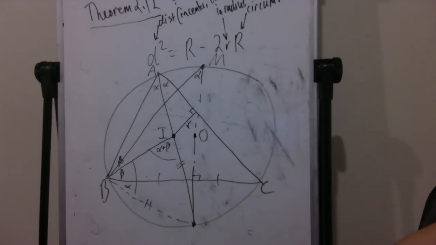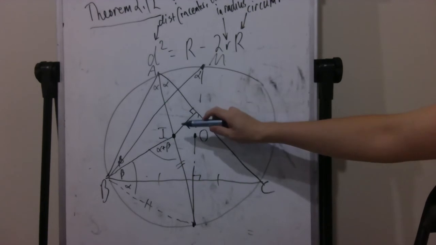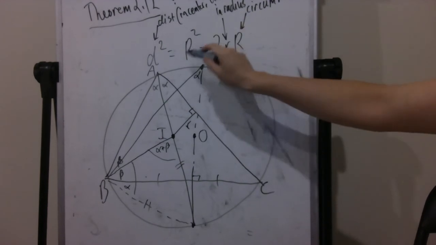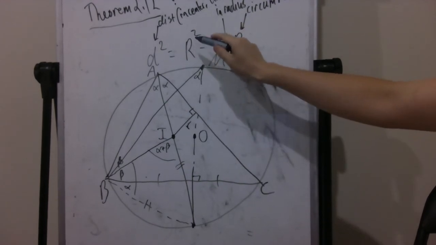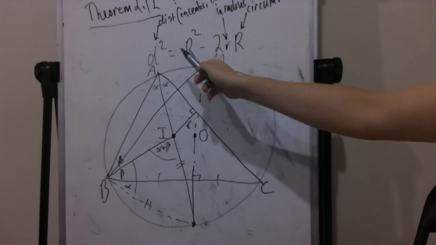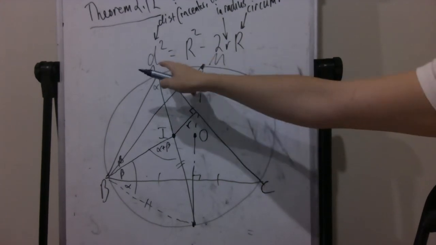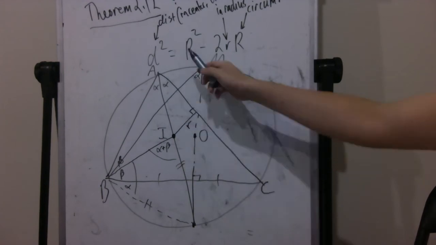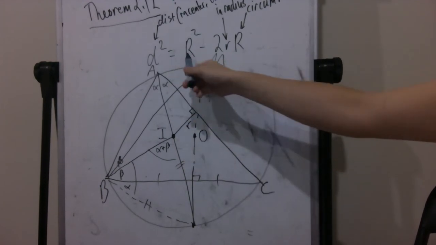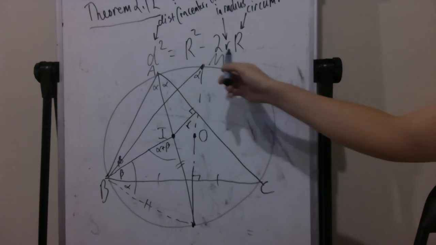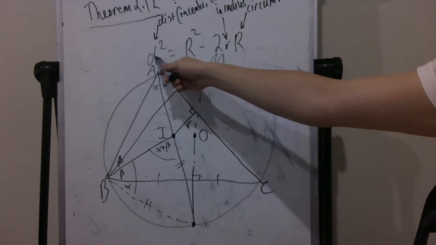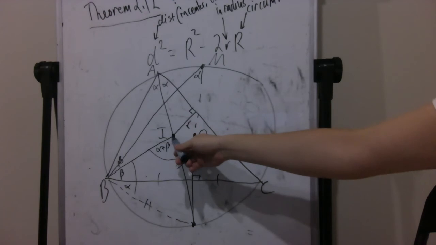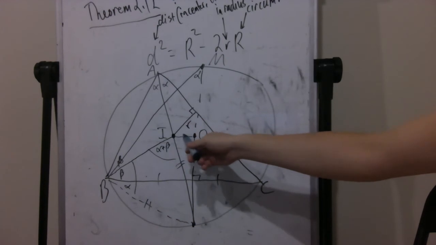Okay, so then basically, can you see that we're actually just trying to figure out, oh, this is r squared. So basically, we're trying to figure out the power of a point for I, because d squared minus r squared equals minus 2Rr. So we're going to find the power of a point for I.